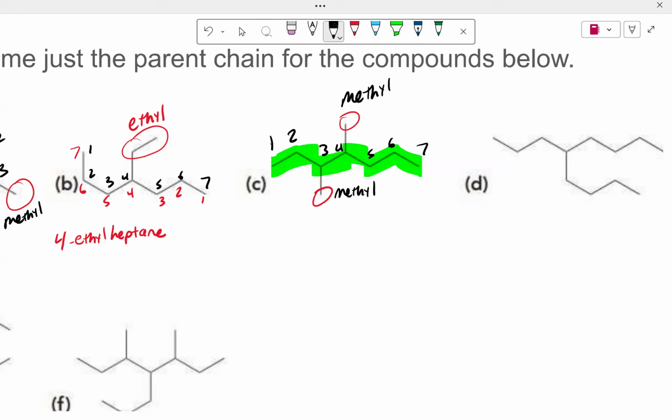Since I have 2 of the same, I'm going to put the prefix di in front of it. I don't have any other substituents, so now I can start naming. I have a methyl on 3 and a methyl on 4. So I'm going to separate the 2 numbers with a comma, and a dash, and then dimethyl, and then the parent name, heptane. 7 carbons is the prefix hept.